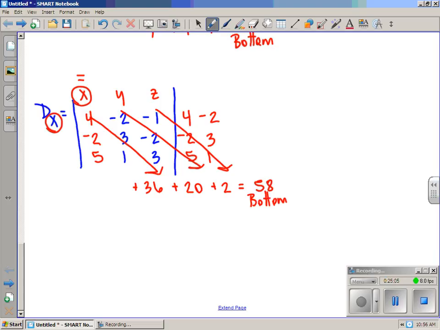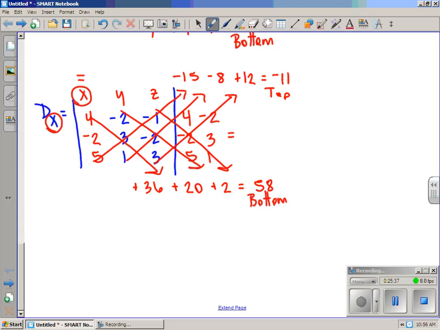To get the top number, you multiply diagonally up. 5 times 3 times negative 1 would be negative 15. 1 times negative 2 times 4 would be negative 8. 3 times negative 2 times negative 2 would be 12. Add those up. Negative 15 minus 8 plus 12 would be negative 11. That would be your top number.